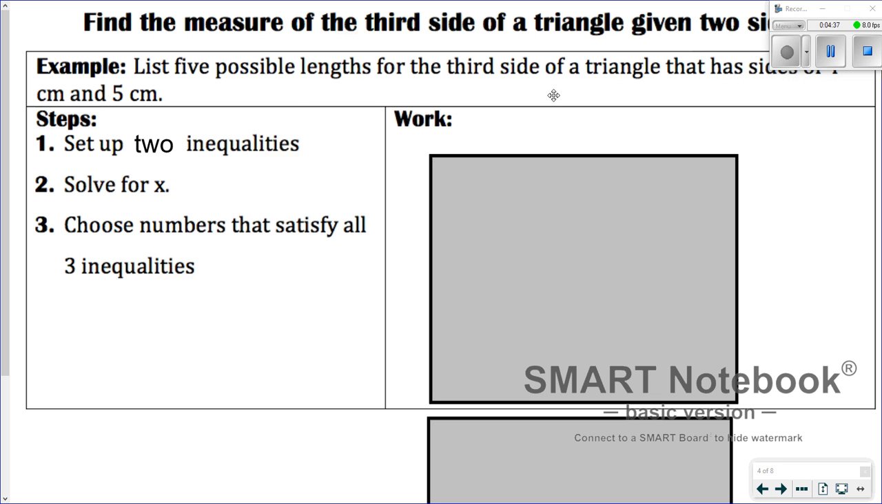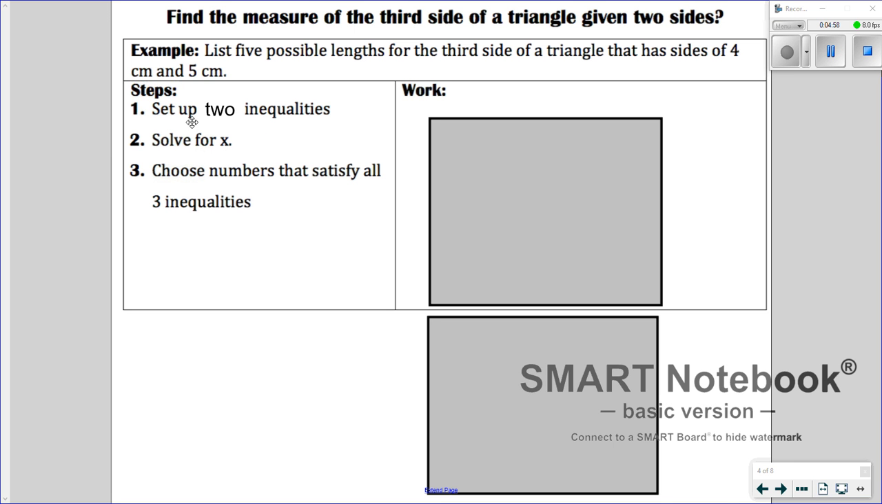All right, now there's another case where you find the measure of the third side of a triangle given the 2 sides. So in this case, we have to list 5 possible lengths for the third side of a triangle that has sides of 4 and 5. So the steps are you set up two inequalities. You solve for x, and then choose the numbers that will satisfy both inequalities, which is two, not three.